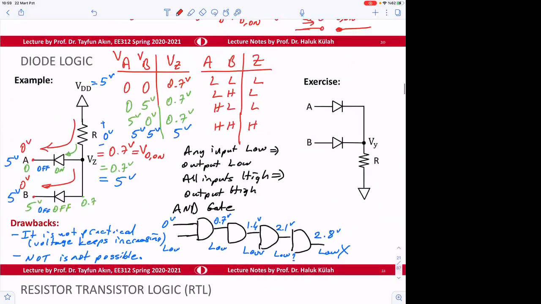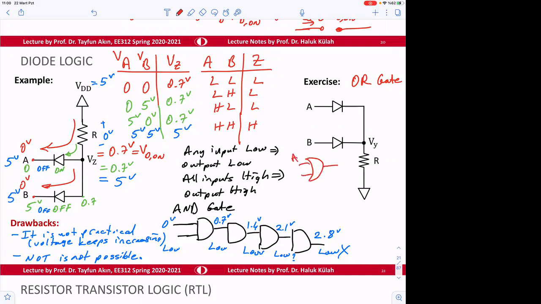So we can also make an OR gate here, with this circuit. OR means if anyone is high, you will have high at the output. Okay. So like this is the OR gate.